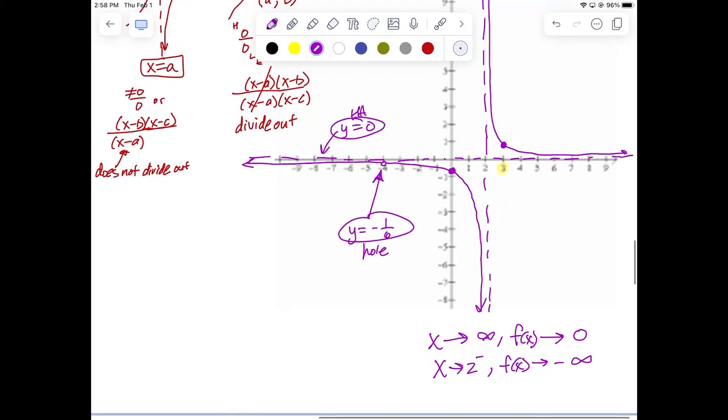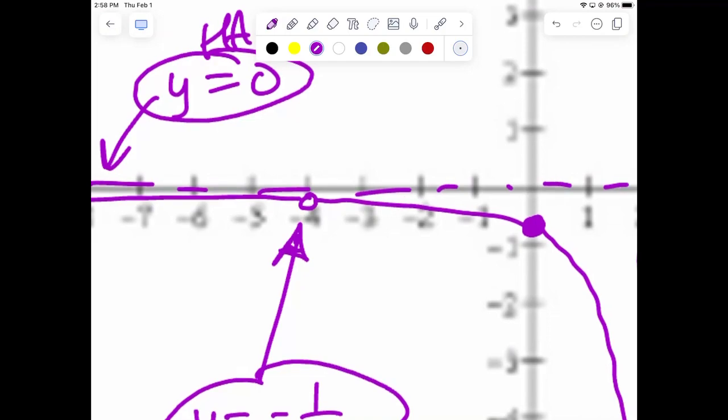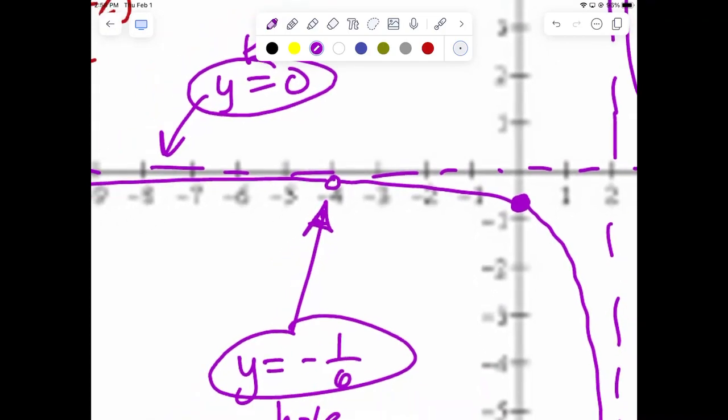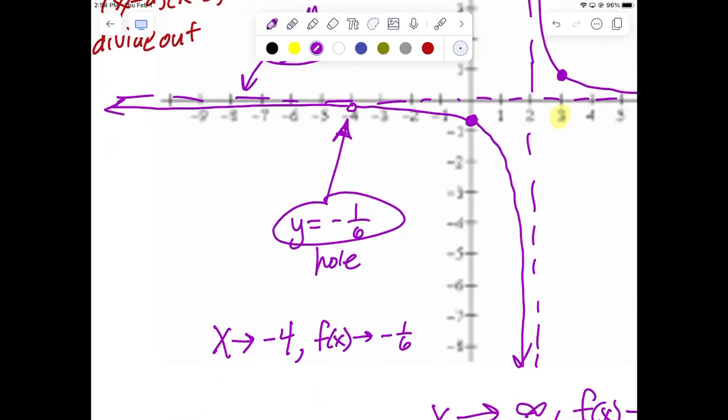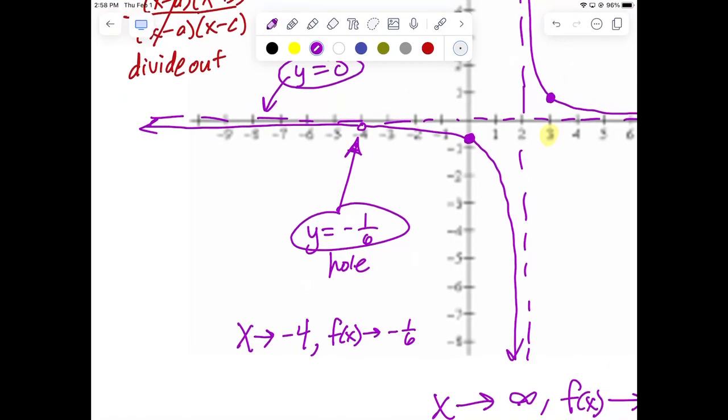Very good. Hey, here's one that I can ask you. As x approaches -4, what are the function values approaching? As we get closer and closer to -4 from either side, the y values are getting closer and closer to the hole, aren't they? What's the y value of the hole? -1/6. Do we ever get to -1/6? We can't get to -1/6. If you get to -1/6, you're going to fall in the hole. We don't want to do that. But as x gets closer and closer to -4, we get closer and closer to the y value of the hole, which is -1/6.